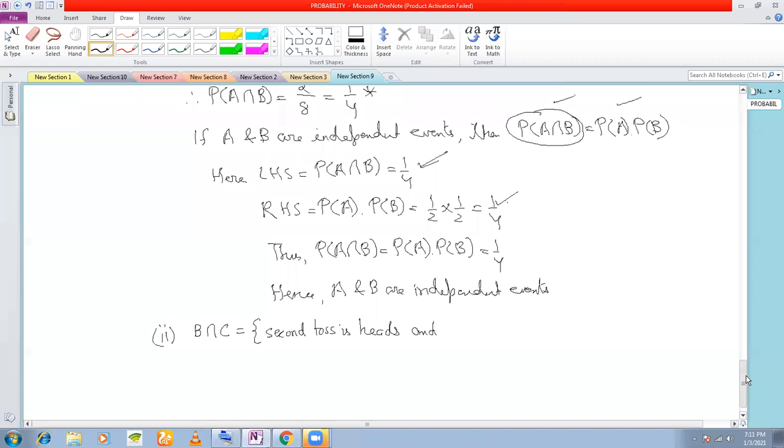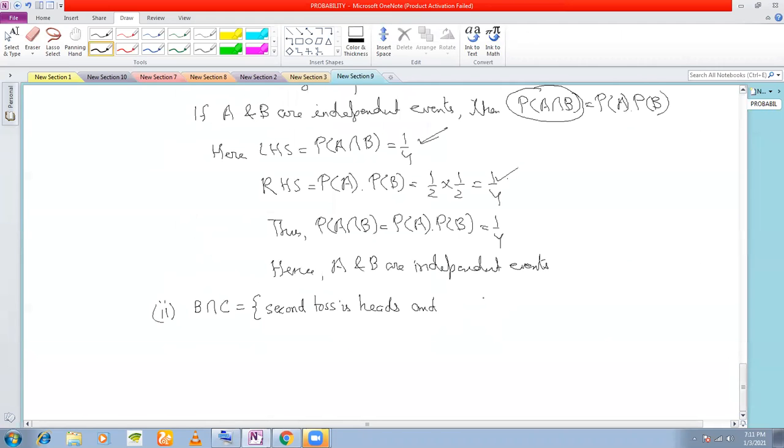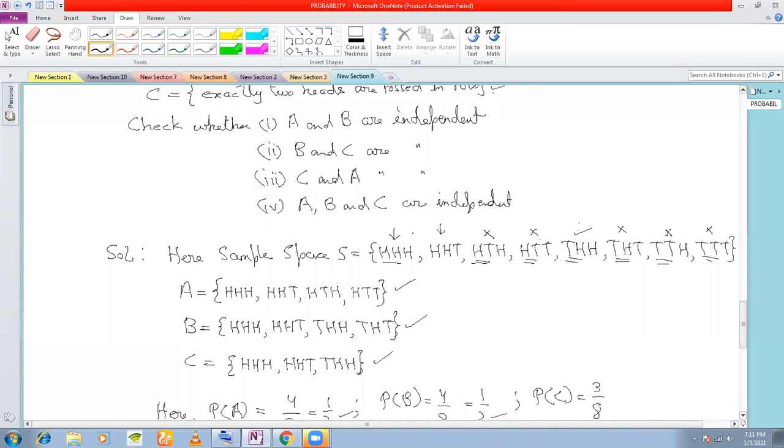B intersection C is the event: second toss is heads and exactly two heads are tossed in a row. Okay, so what are the events? Second toss is heads and exactly two heads are tossed in a row. So first, let us see this. Second toss is heads, and exactly two heads are tossed in a row.